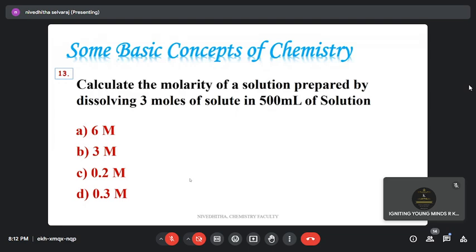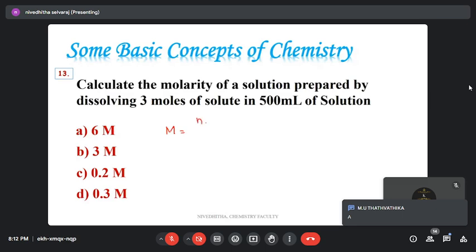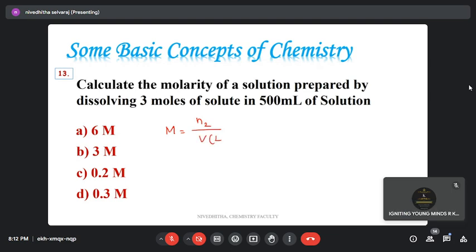Okay. In this problem, they're asking us to calculate molarity. What is the formula to calculate molarity? Molarity is nothing but number of moles of solute divided by volume of the solution in liters. Right? What is the number of moles of solute?